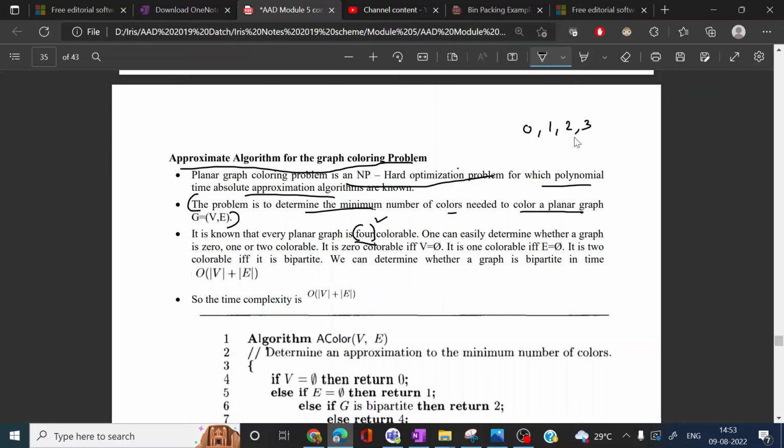One can easily determine whether a graph is 0, 1 or 2 colorable. It is 0 colorable if and only if no vertex is there, meaning V is a null set, so it will take only 0 colors. If there are no edges, meaning only one node is there, then it is 1 colorable. And it is 2 colorable if it is bipartite. Bipartite is a property of the graph. So 0 means there are no vertices in the graph, 1 means there are no edges in the graph, and 2 means the graph is bipartite.